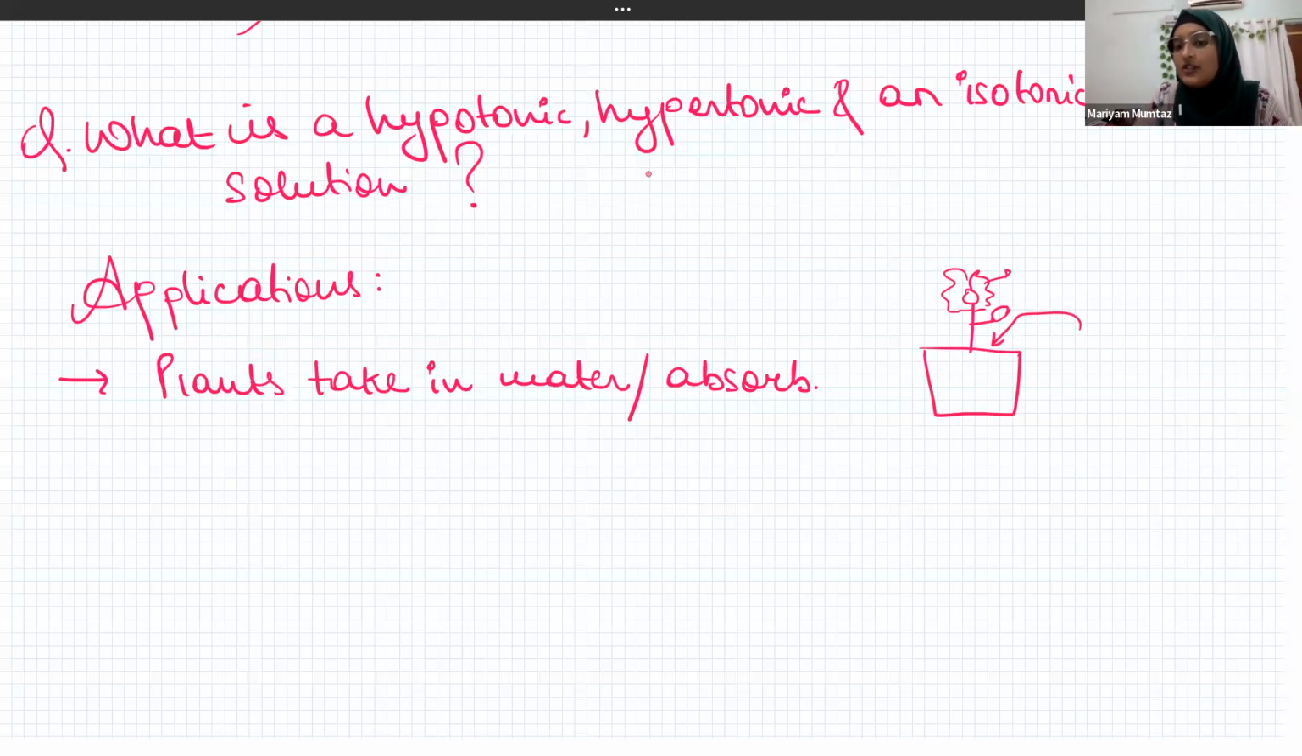Why? Because the roots of the plant are present inside the soil, and this is from where the plant absorbs the water. It is not from the petals, it is not from the leaves. That is why when we water plants, we water into the soil, isn't it? So this is how the plant takes the water inside, or absorbs the water, by the process of what? Osmosis. Very good and very correct.